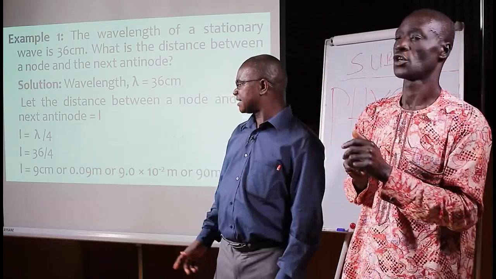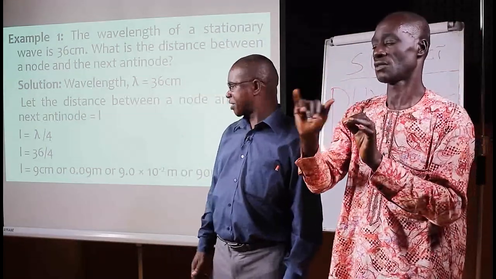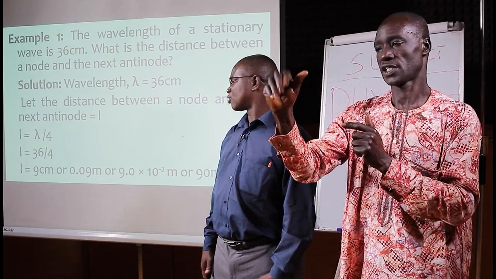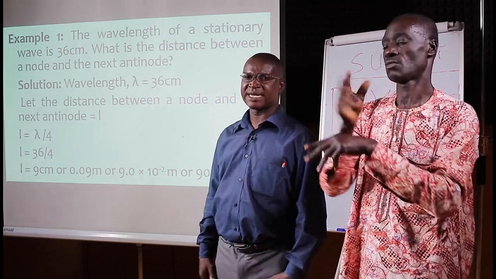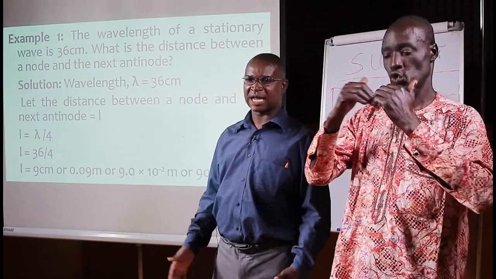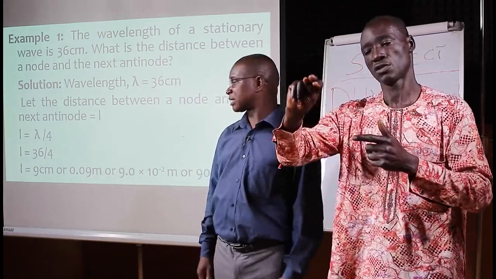A centimeter is the same as 1 over 100 meter. So divide 9 by 100, it gives you 0.09 meter. Or in standard form, it's 9.0 times 10 to the power minus 2 meter. Or in millimeter, milli simply means 10 to the power minus 3, and is the same as saying 1 centimeter is equal to 10 millimeter. So multiply 9 by 10, it gives you 9 millimeter. So the expression of your length, the distance between node and antinode, could be in meter, centimeter, or millimeter.